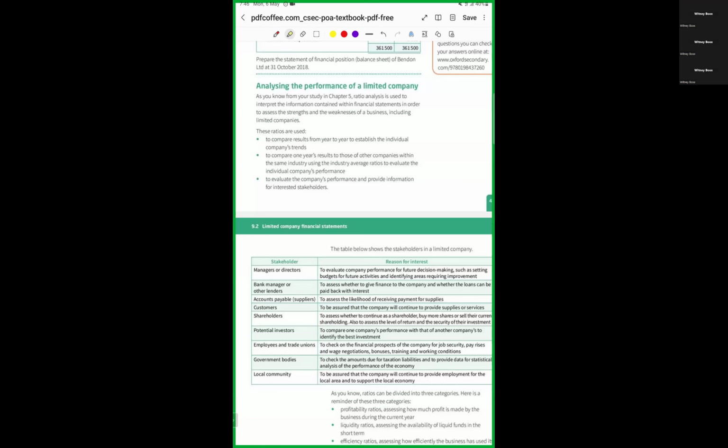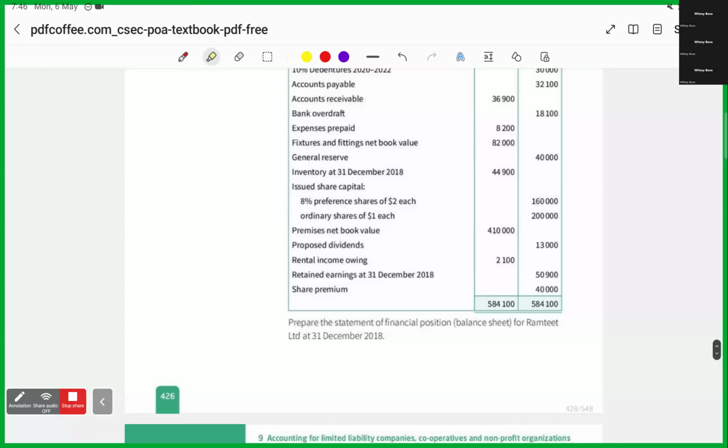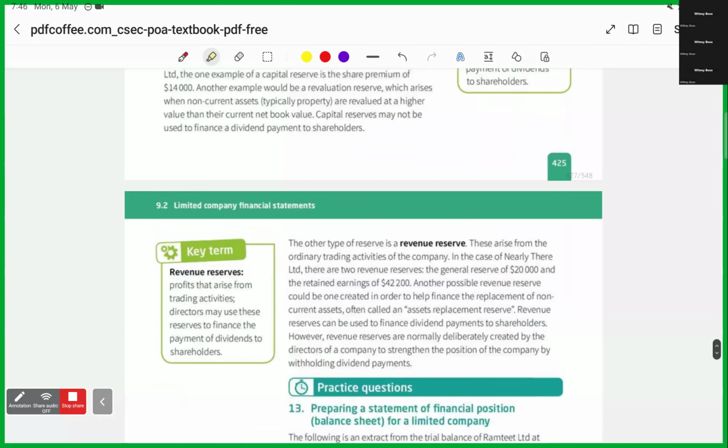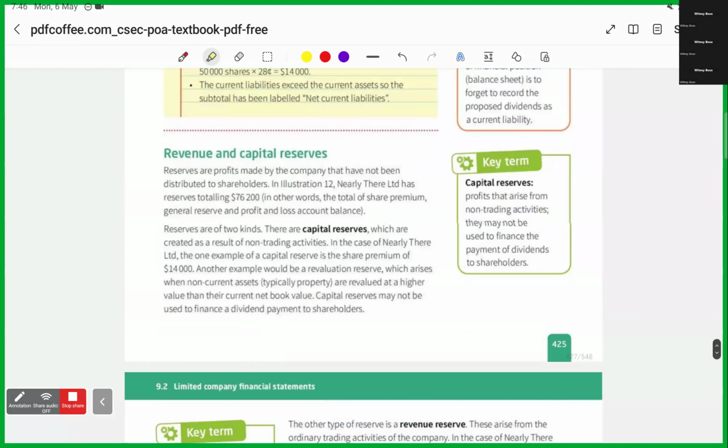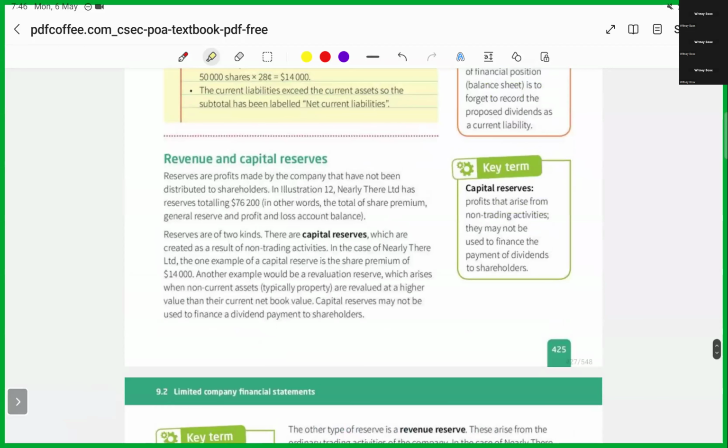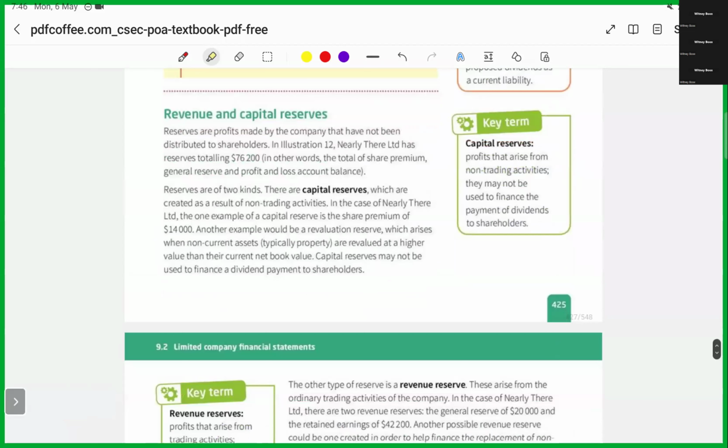Okay, before ending, just to quickly go over this part about revenue reserve. So we have capital reserve. We talk about capital reserves, things of capital nature, right? The profits that arise from non-trading activities. And they may not be used to finance the payment of dividends to our shareholders.